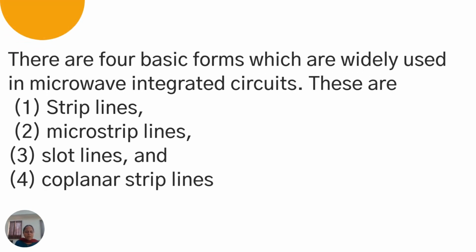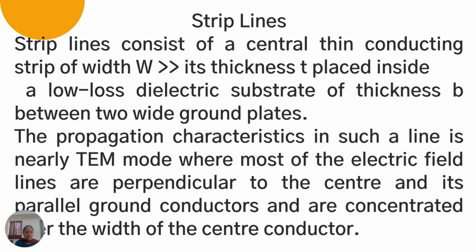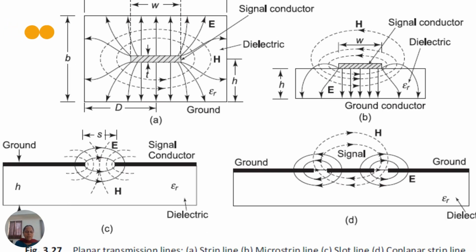So there are four types of microwave transmission lines which can be used in integrated circuits. First is the strip line, then the microstrip line, slot lines, and coplanar strip lines. We'll start one by one. Before entering into the four types of transmission lines, we can see their construction, and then we'll come back to the theory.